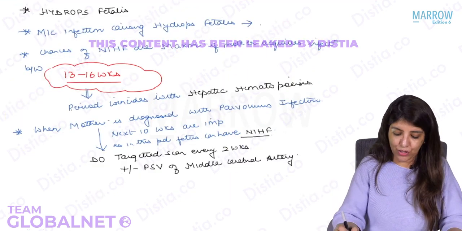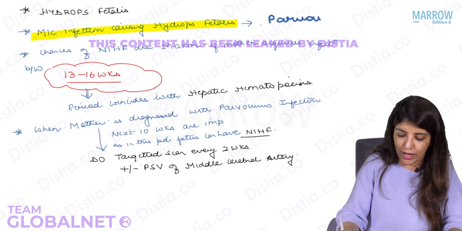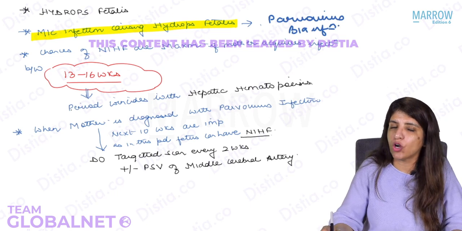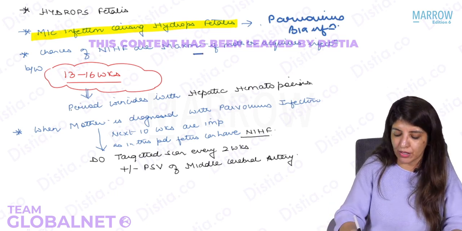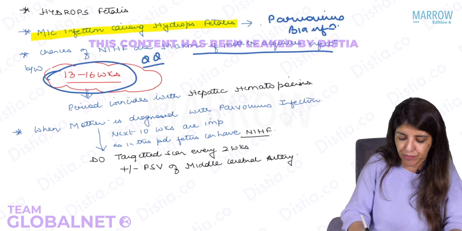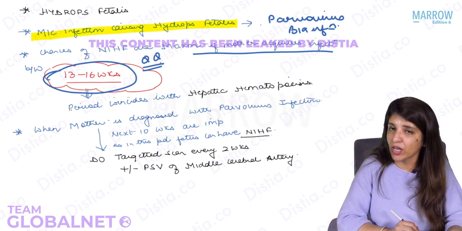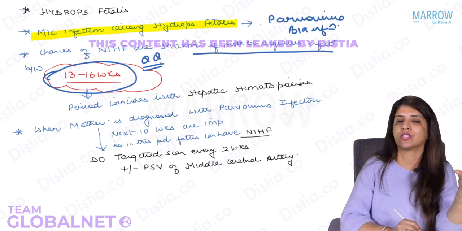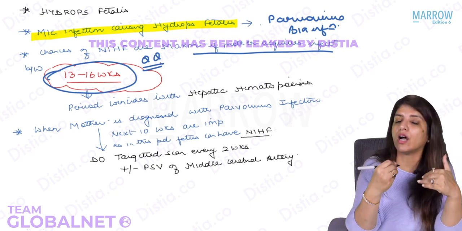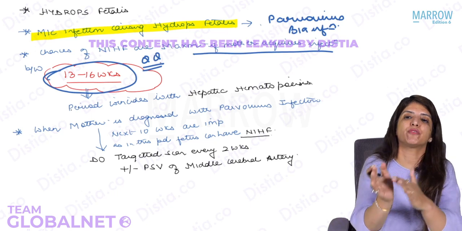Right? Now, about hydrops fetalis. So, most common infection causing hydrops fetalis is parvovirus B19 infection. The chances of hydrops fetalis are maximum if mother acquires parvovirus between 13 to 16 weeks of pregnancy. So, that is the time when chances of hydrops fetalis are maximum. And once mother acquires the infection, it takes around 10 weeks for hydrops fetalis to happen.